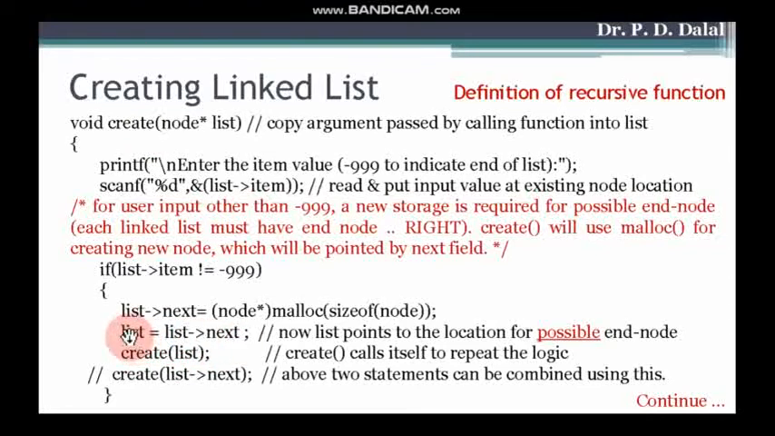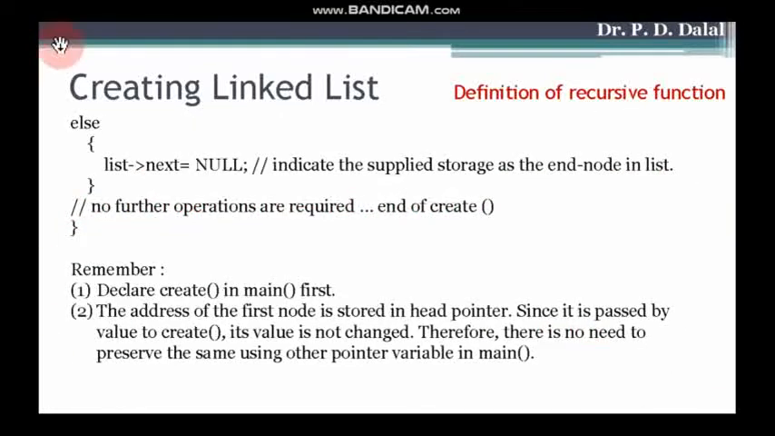Now as list is equal to list arrow next, this pointer is now pointing to the second node and will call create. So again printf, scan the second value. If it is not minus 999, create a node, create space for the third value, change the list, and again call. Now if you enter minus 999, then it will not go in this if part, it will go in else, and it will make list arrow next equal to null, and your recursion call will stop.